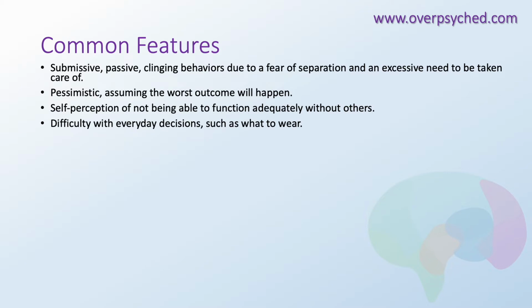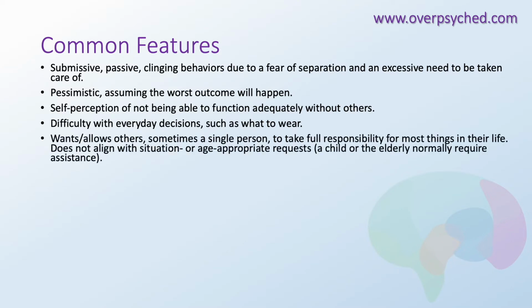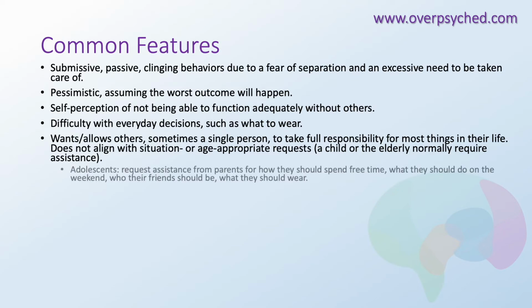Individuals with dependent personality disorder frequently want or allow others, sometimes a single person, to take full responsibility for most things in their life. And this does not align with situation or age-appropriate requests. For example, a child or the elderly may normally require some assistance. Now, adolescents who have dependent personality disorder may request assistance from parents for how they should spend their free time, what they should do on the weekend, who their friends should be, or what they should wear. These behaviors would not be considered age-appropriate.